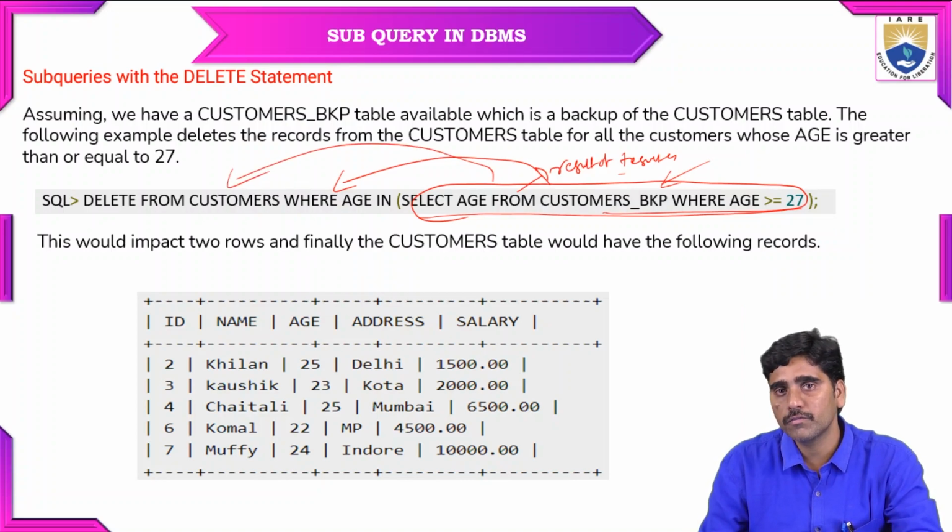So this is the way of writing subqueries, and the subquery result will be the condition for the main query. That is all about writing subqueries based on the tables and the column names that we are going to see.